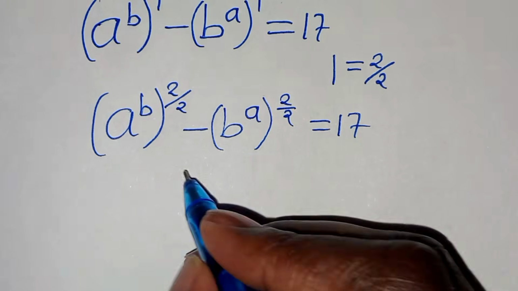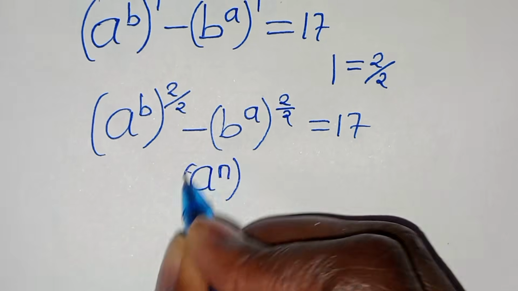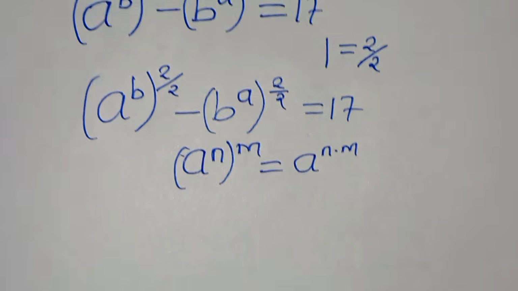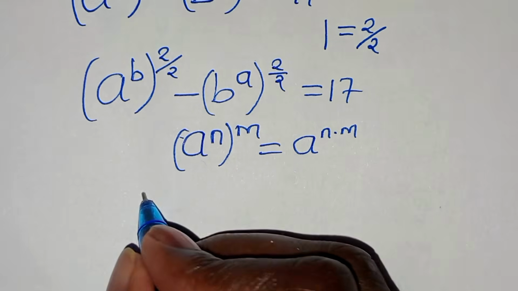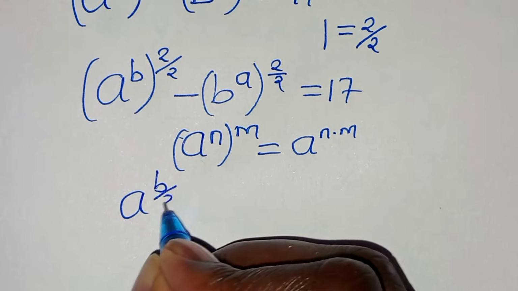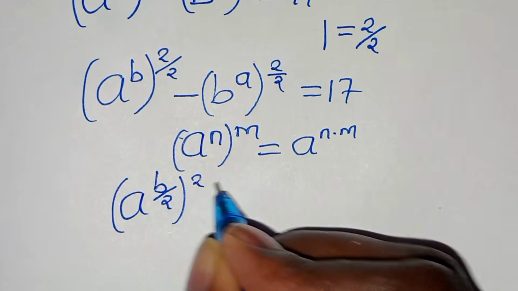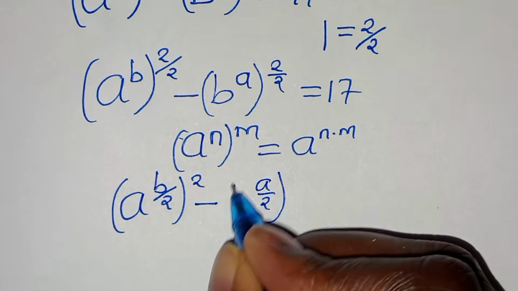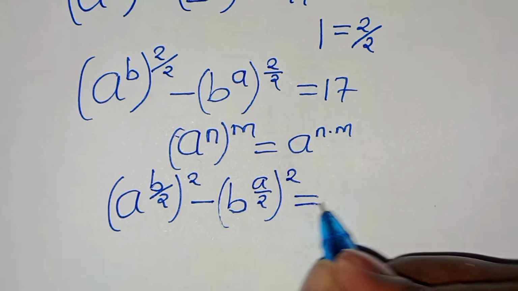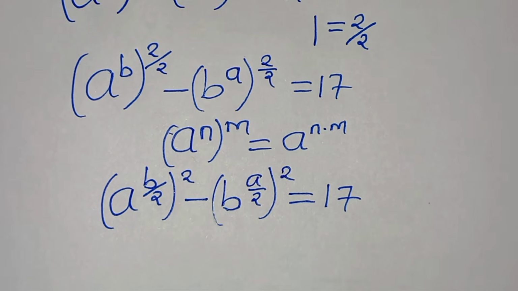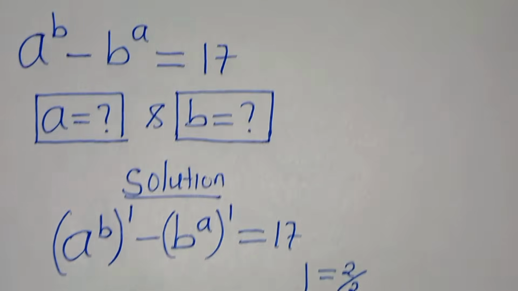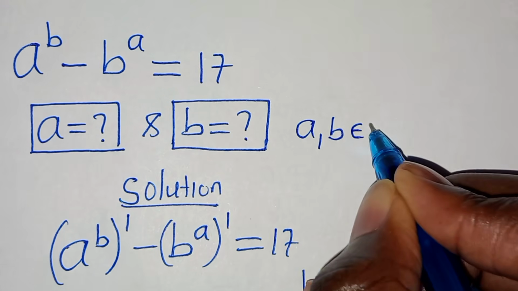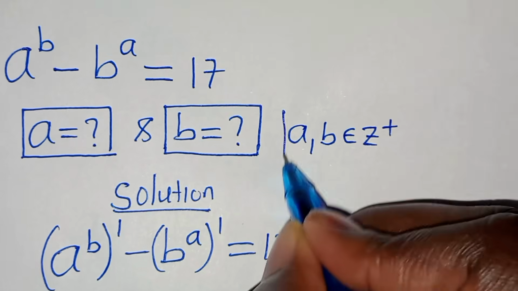Now, this is in the form of a to the power of n raised to the power of m, which we can express as a to the power of n times m. So by applying this property, we have a to the power of b over 2 raised to the power of 2, then subtract b to the power of a over 2 raised to the power of 2. This is equal to 17. Here a and b are positive integers.